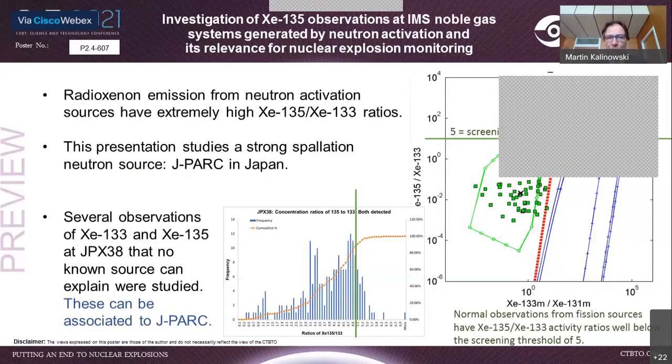And we did this for many of these detections in Japan. We tested the hypothesis that the spallation neutron source in Japan, the facilities called J-PARC, where this spallation neutron source is located, is the possible explanation of at least some of the radioxenon observations that we have at the Takasaki IMS station. And the answer is in the poster. So please take a look at the poster and perhaps we meet later for a discussion there. Thank you.